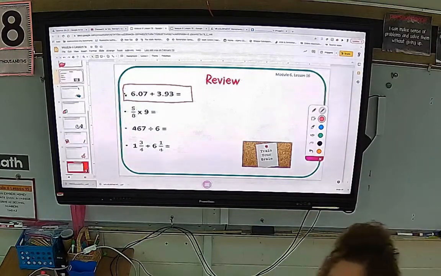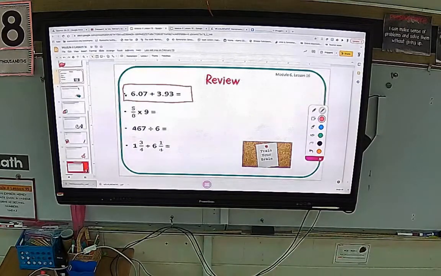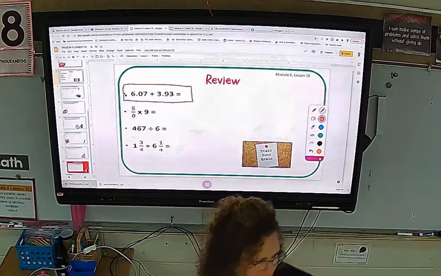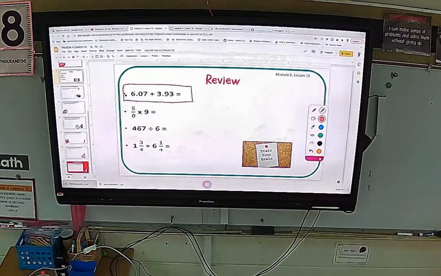What do you think? This is adding decimals. What do you think is probably the most important thing that I need you to remember about adding decimals? Especially decimal numbers this large.